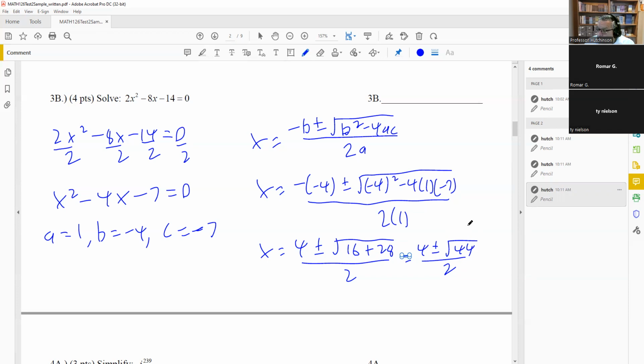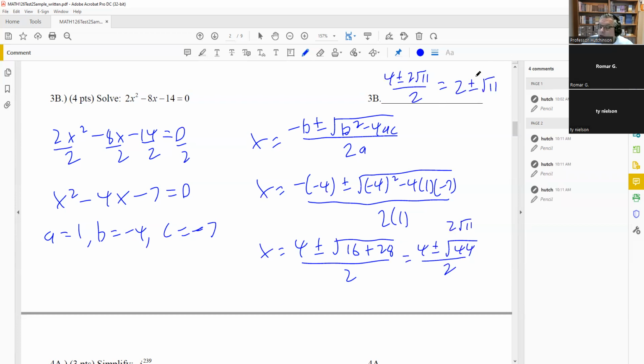So the square root of 44, this right here, we can write as 2 square root of 11. That's because 44 can be broken down into 4 times 11, and the square root of 4 is 2, so 2 is going to come outside the radical sign. So all this here, I have 4 plus or minus 2 square root of 11 over 2, and you want to divide each of these by 2, so you get 2 plus or minus root 11, and that's going to be the answer for this one.